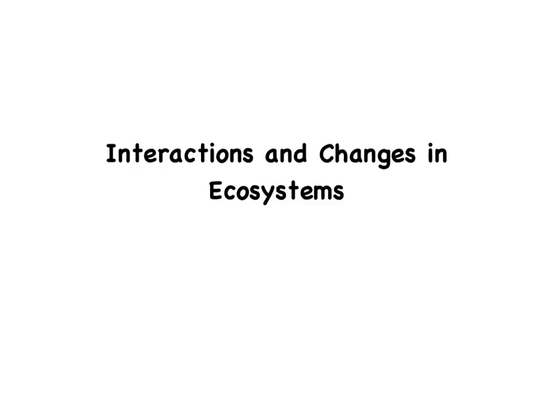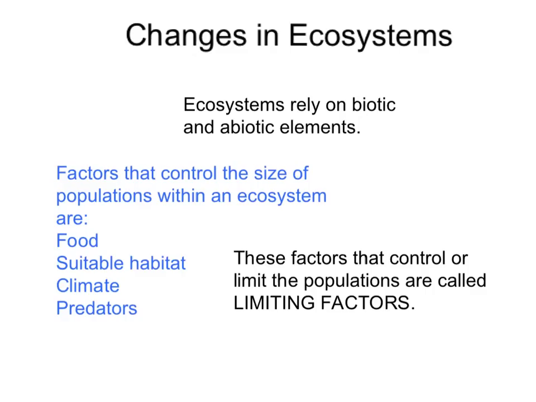Interactions and changes in ecosystems. Ecosystems rely on biotic and abiotic elements, as you all know. However, the new concept I'm going to introduce today is that there are certain factors that control the size of populations within an ecosystem. Those factors are food, suitable habitat, climate, and predators. These factors that control or limit the populations are called limiting factors.